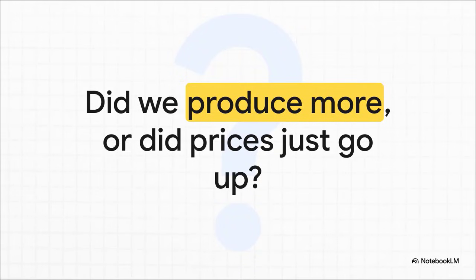This is it. This is the absolute key question we have to ask. Remember, GDP is just price times quantity, so the number can go up for two very different reasons. One, because we're actually making more stuff, or two, simply because the price of everything went up due to inflation. So how much of that growth was actually real?